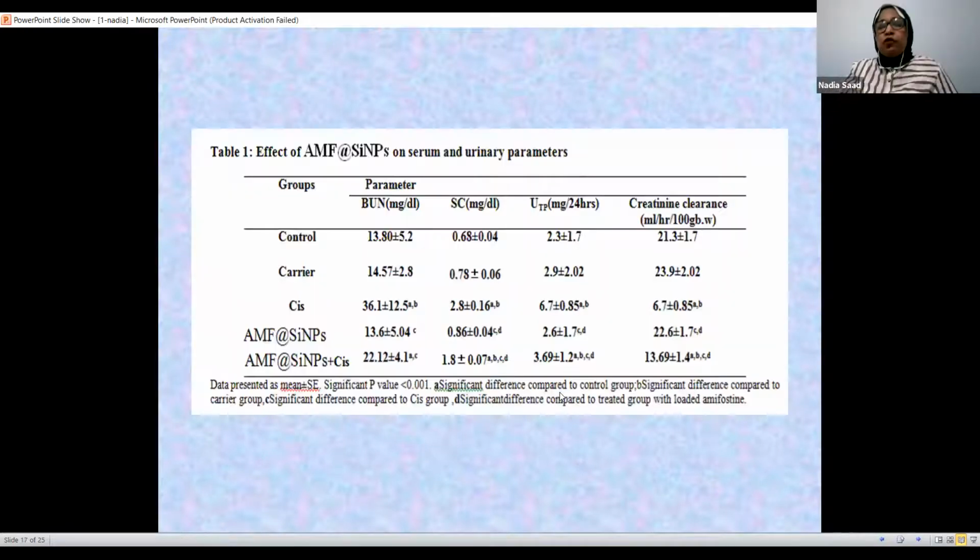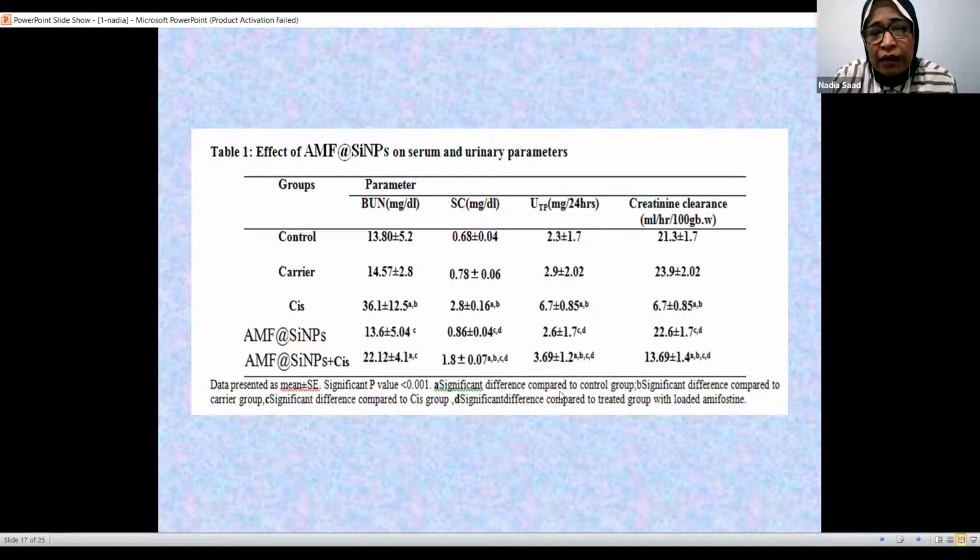In this study, we use 5 groups. Negative control group, carrier, which is nanoemulsion without any drug. Cisplatin group, positive control group, and amifostine encapsulated with silicon nanoparticle without any nephrotoxic model. The last one is encapsulated amifostine with silicon nanoparticle with protection before cisplatin group.